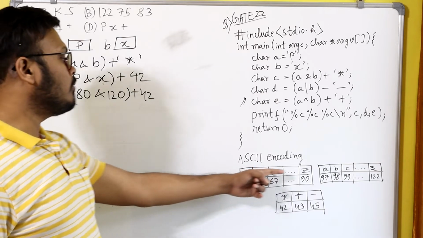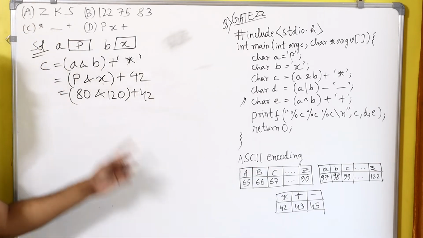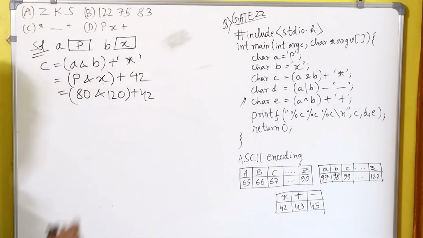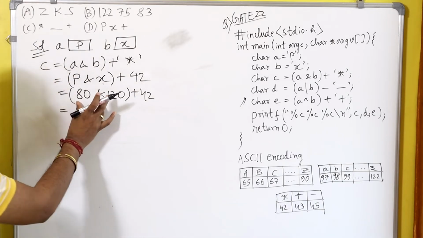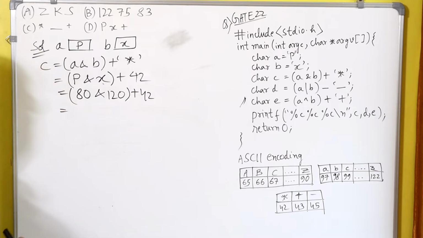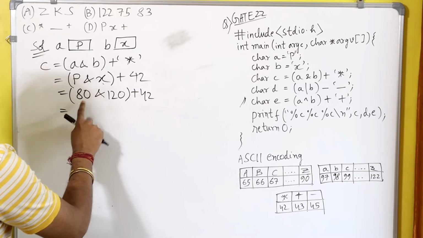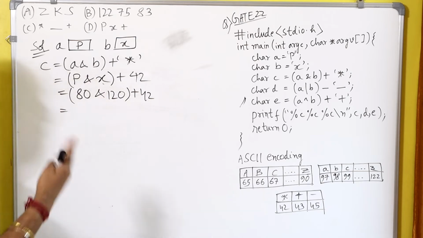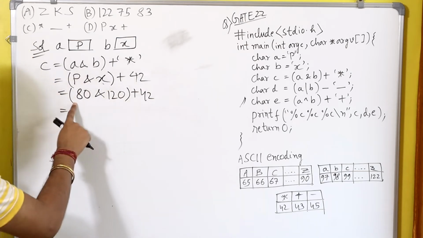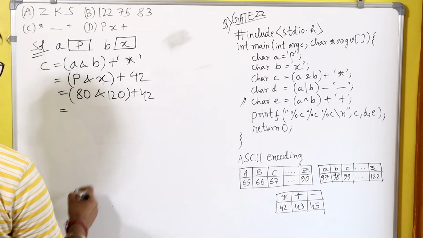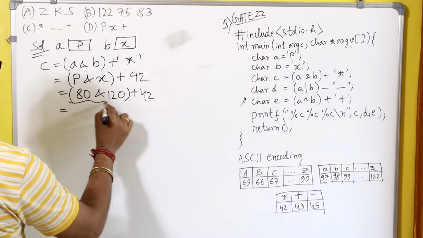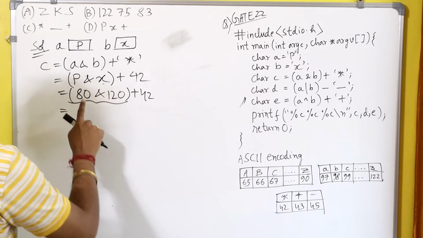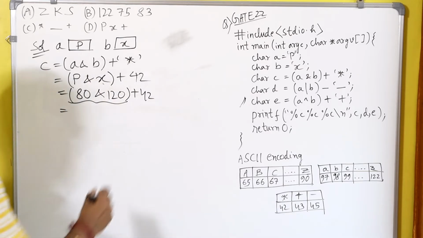So with this table, you have to find out the ASCII code of capital P and small x. Okay. So now just solve this, apply logical AND operator on this. Here what you have to do, you just convert these two numbers into binary code. After that, you just apply logical AND operator. So what is the binary value of 80? Just write it down. Here we are solving this first. After that, whatever value we get, just add it to 42.